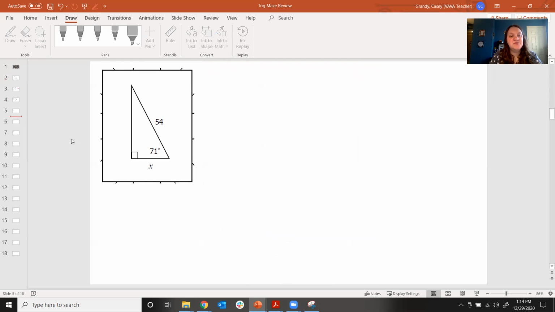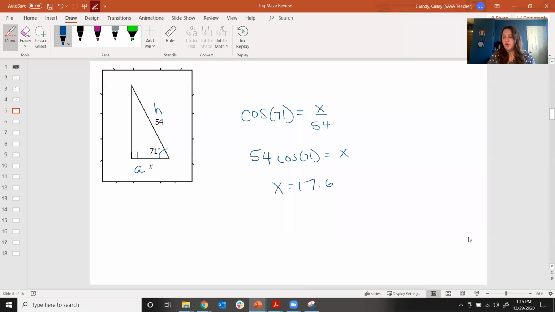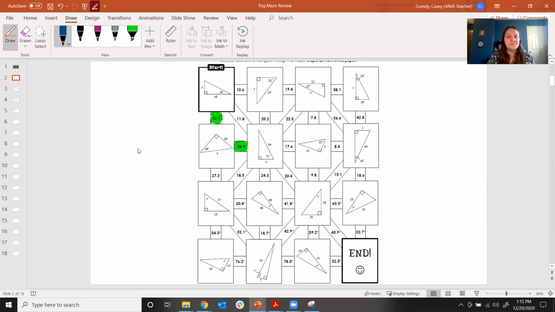Okay, I'd like you to try this one. Put an arc on your angle, label the O's, the A's, the H's, whatever's there, and solve for x. Try this one. Okay, so you should have used cosine when solving here. Cosine of 71 is x over 54. Cross multiply, and you should get x equals 17.6. So that tells us we are going this direction.